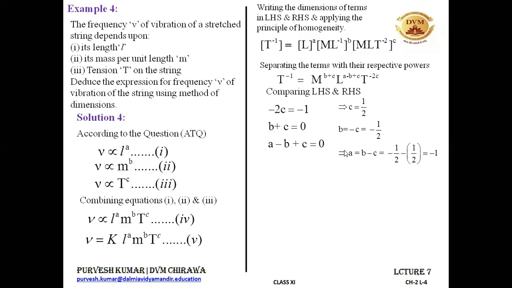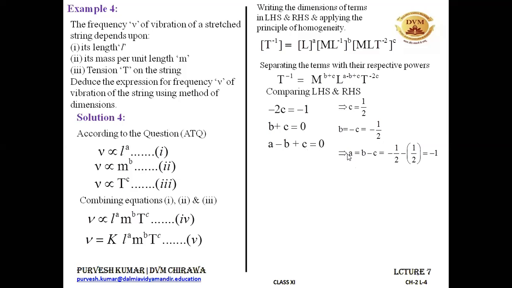Now the value of A, you can solve this equation. So A is equal to what? A is equal to B minus C. This B will go towards the right hand side and it becomes plus, and this plus C will become minus. So A becomes equal to B minus C. In place of B, I can write minus half, and in place of C, I can write half. So minus half minus half becomes minus 1. So the value of A comes out to be minus 1, B comes out to be minus half, and C comes out to be half.